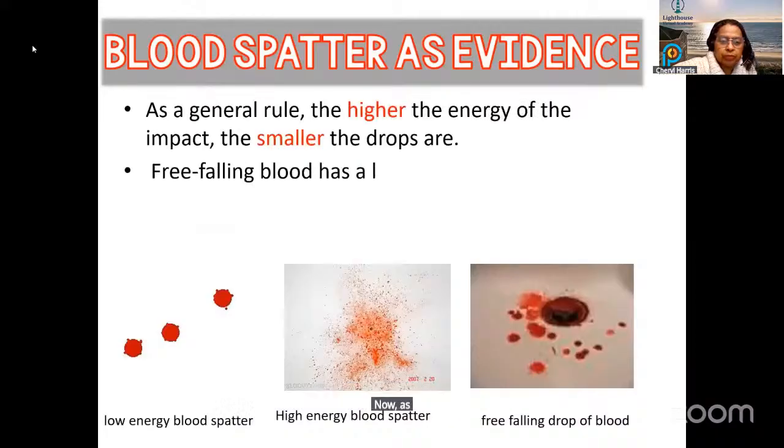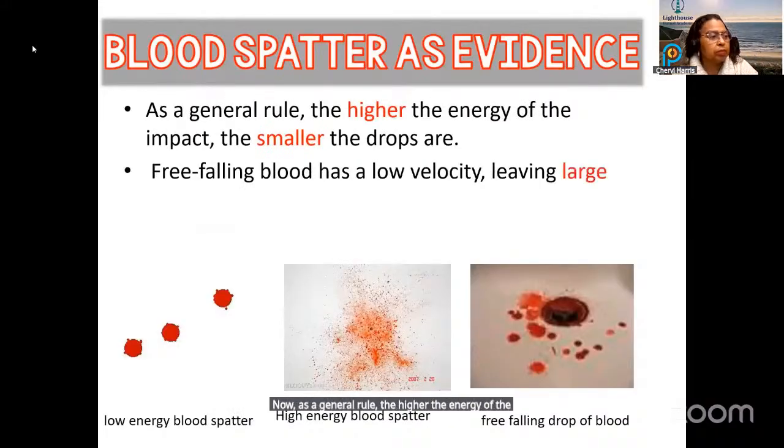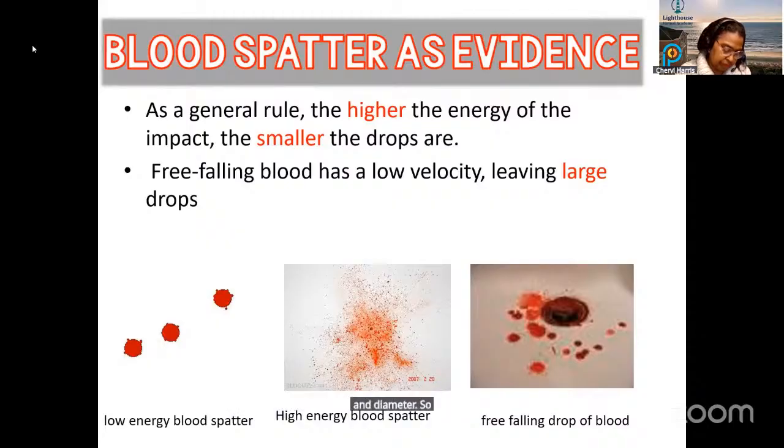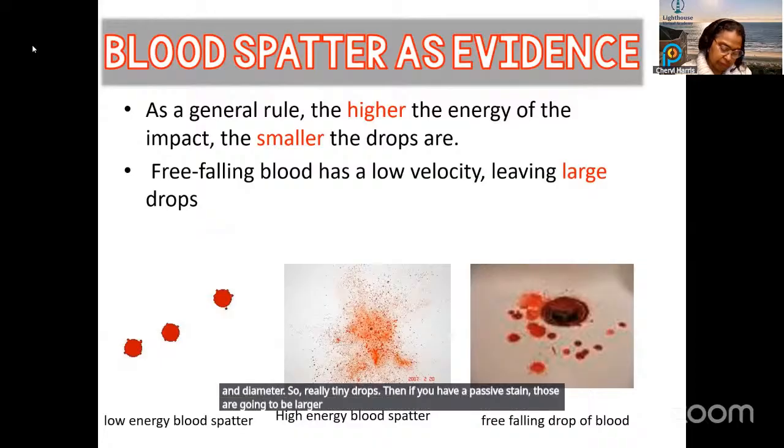Now, as a general rule, the higher the energy of the impact, the smaller the drops are going to be. So you can see with the example of a gunshot spatter pattern, we call this a high energy blood stain or spatter pattern, and it's going to produce drops that are less than a millimeter in diameter, so really tiny drops. Then if you have a passive stain, those are going to be larger. Again, gravity pulled down on that drop. It was moving very slowly, fell at a 90-degree angle, and it's going to create more of a circular pattern.